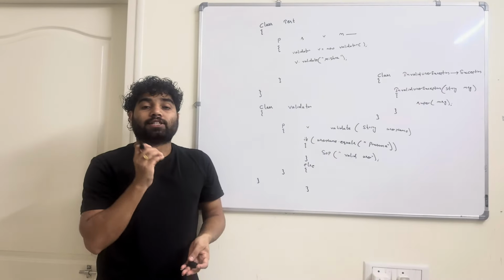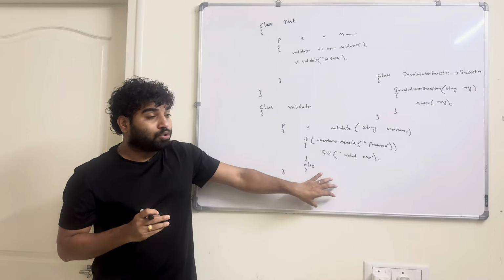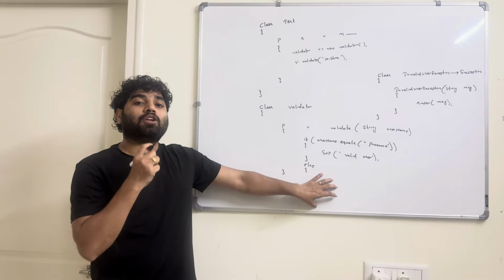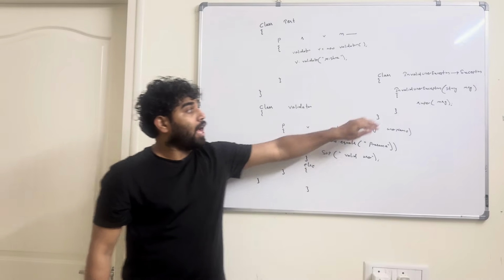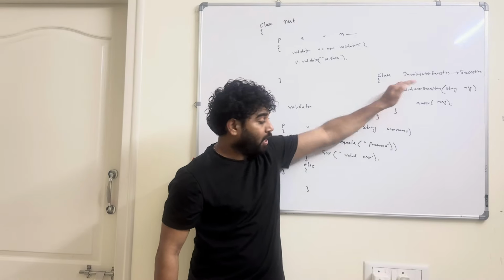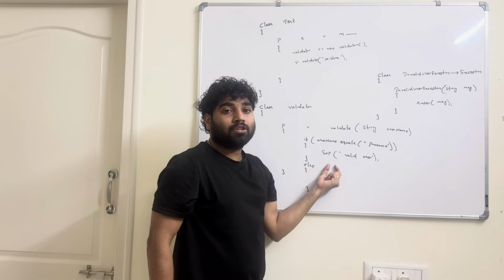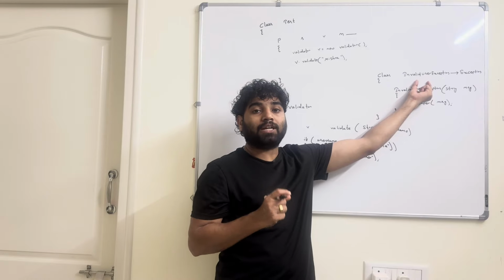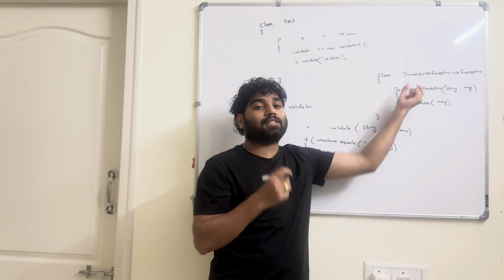So first let's try to understand. I need to throw some exception, which means I need to throw some exception object itself. So I need to have this exception. If this is an invalid user, first of all I need to create this exception object, and I need to throw that exception object.